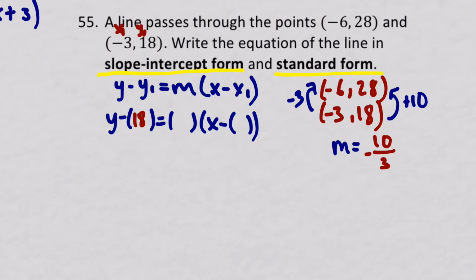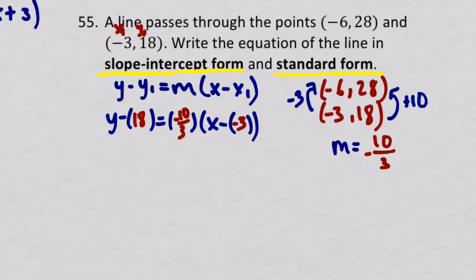M is negative 10 over 3. So negative 10 over 3 right here. And x sub 1 is negative 3. So x minus negative 3. So I'm going to plug in negative 3 right here. Okay, and now just simplify.